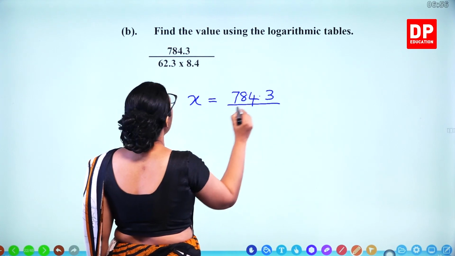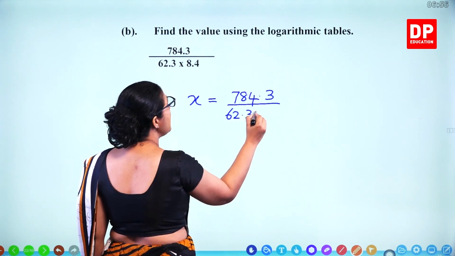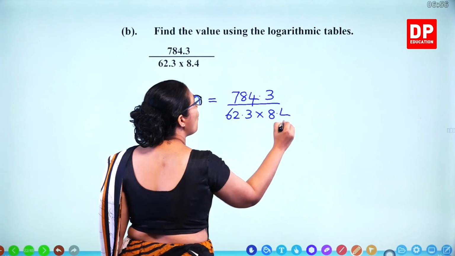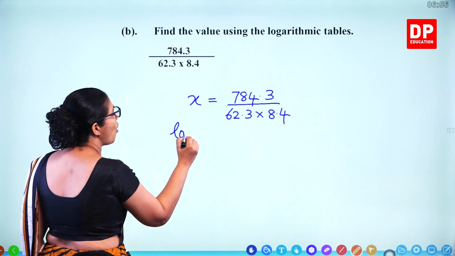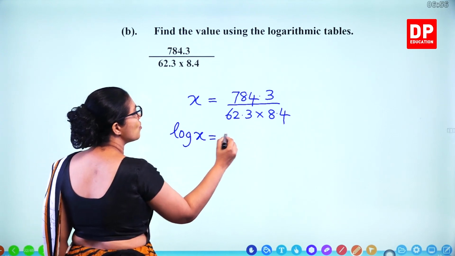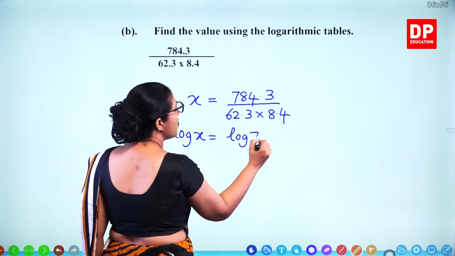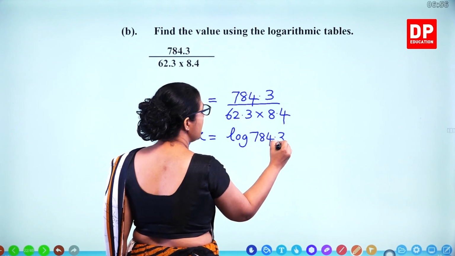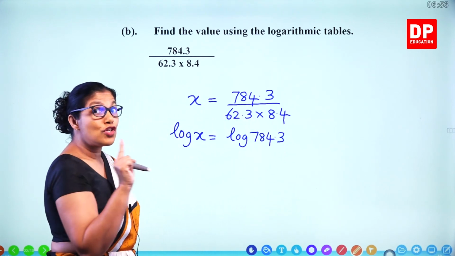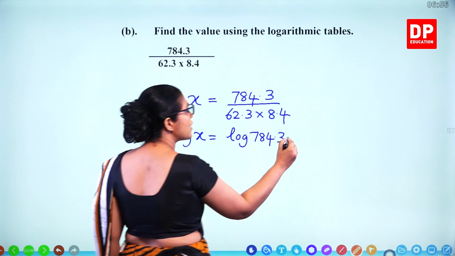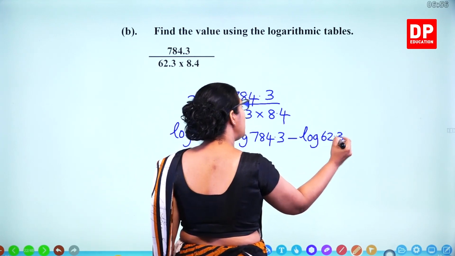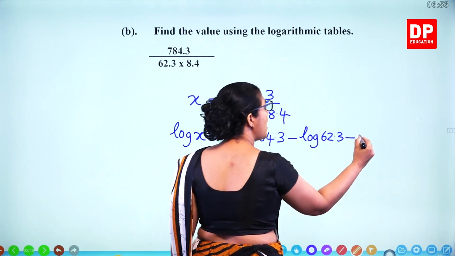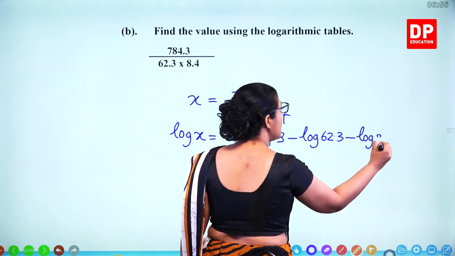784.3 divided by 62.3 into 8.4. So first you have to take log on both sides. Log of x is equal to log of 784.3. Then division becomes subtraction. Log of 62.3, and this is also division, minus log of 8.4.